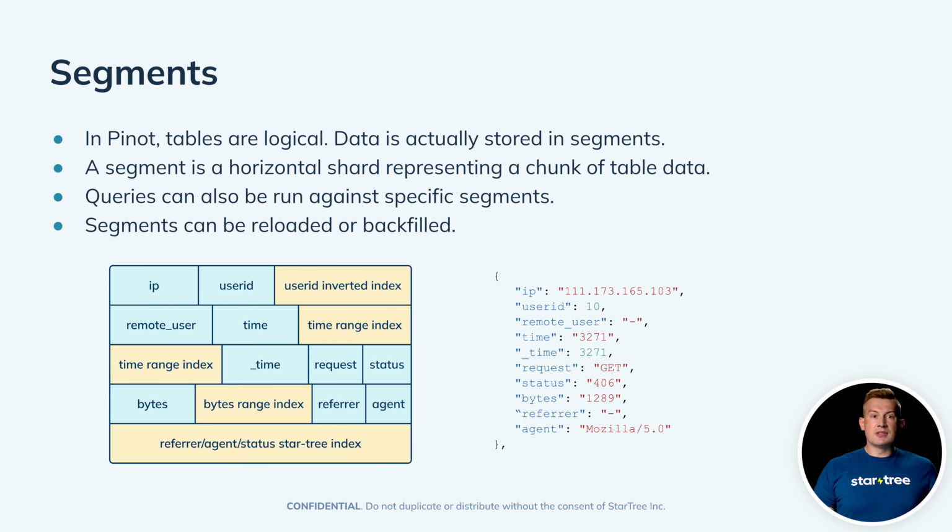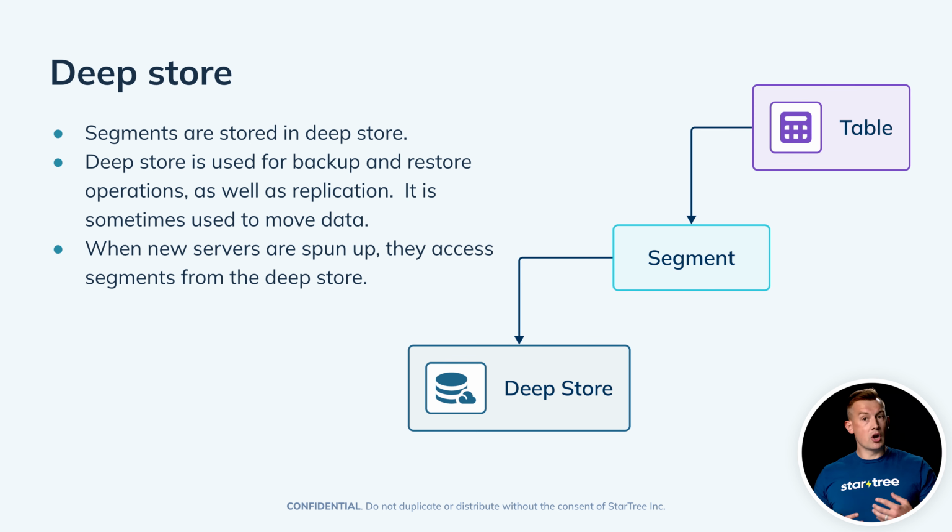In Pinot, tables are logical. Data is actually stored in segments. A segment is a horizontal shard representing a chunk of a table's data. Queries can also run against specific segments, and segments can be reloaded or backfilled. Apache Pinot supports a concept called deep store, and segments are stored in deep store and used to back up or restore data, or for replication. In some use cases, people like to use deep store to move data. When new servers are starting up, they can access segments from the deep store.